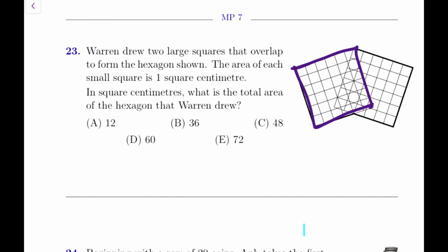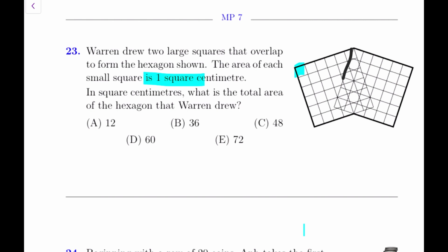All right. The area of each small square is 1 square centimeter. Let me just mark it. Each little one here is 1 square centimeter. In square centimeters, what is the total area of the hexagon that Warren has drawn? Of course, because these are 2 overlapping squares, the area of the first square plus the area of the second square would be the area of the hexagon.